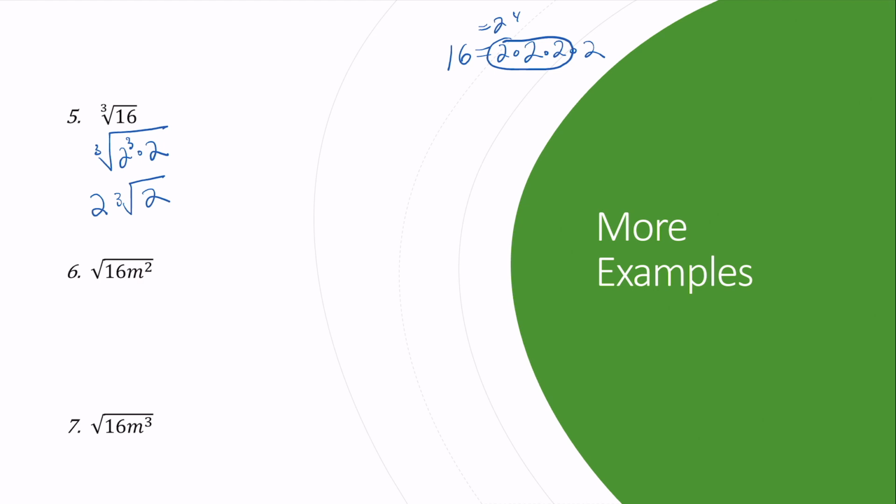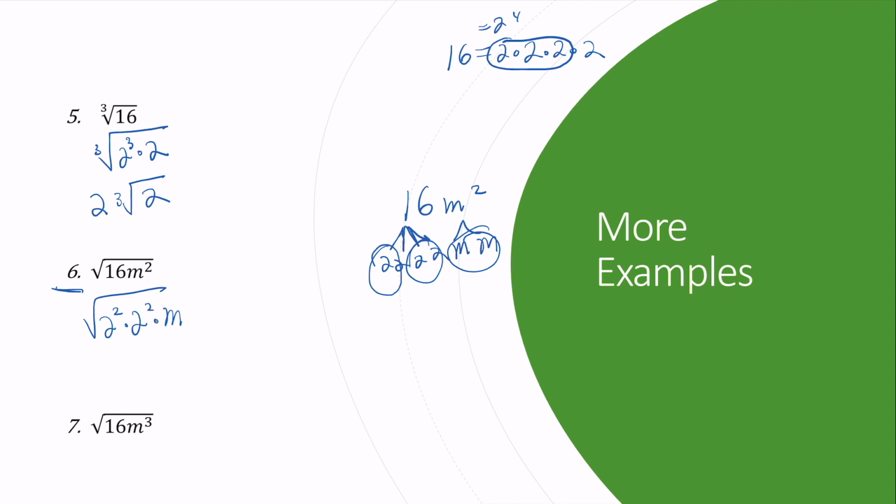For problem 6, I've got 16 again, which I know is 2 times 2 times 2 times 2. And I've got an m squared, which factors into an m and an m. So where are my perfect squares? Well, 2 squared and m squared. Those are all my perfect squares. So I'm going to have the square root of 2 squared times m squared. And since everything's a perfect square, all of them come outside of the radical. So I'm left with 2 times m, or 4m.